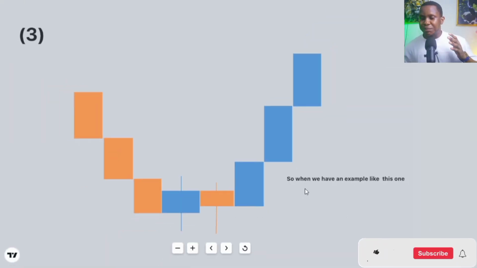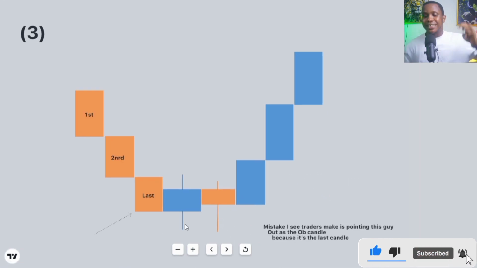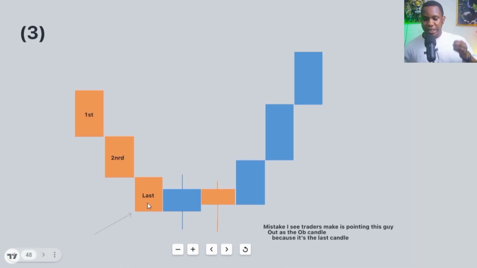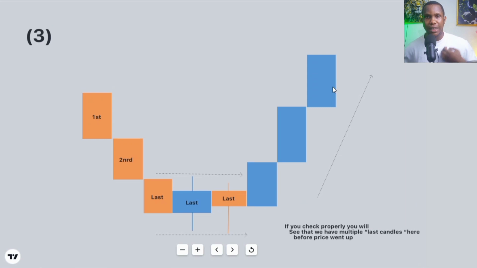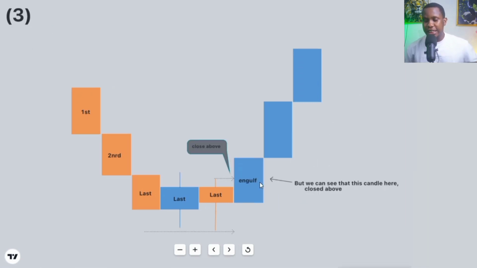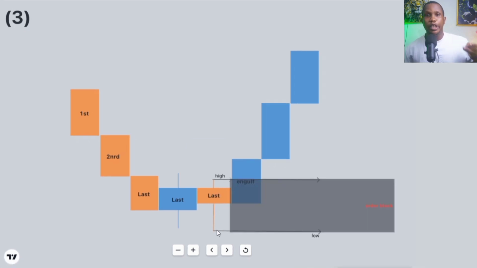This is where new traders make the mistake. Which is the order block candle in this scenario? The mistake I see traders make is pointing out this one as their OB candle, because they think it is the last candle. If you check here, you'll see that we have multiple last candles before the market started moving to the upside. But we can see that this particular candle closed above this last candle. We're going to point this one out as our order block. We map from the high to the low of it.